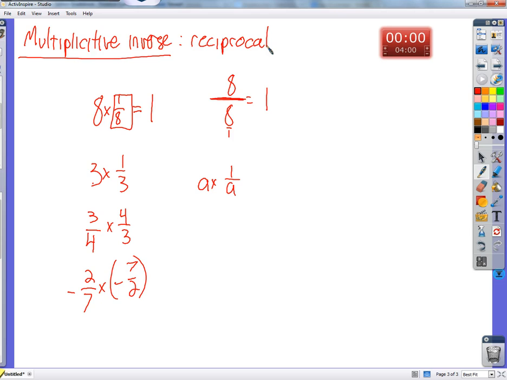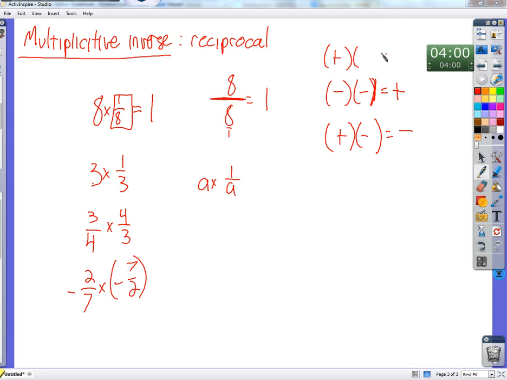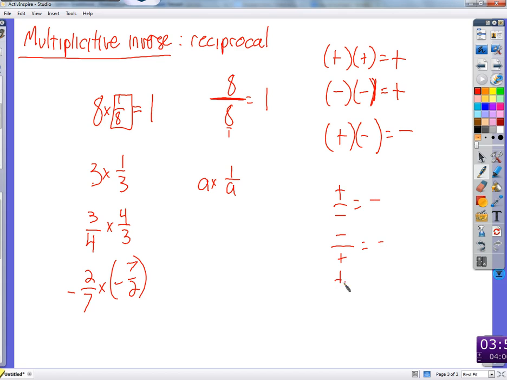In the same way, the rules about the sign of a number for division are the same as for multiplication. The same way that a negative times a negative is positive, a positive times a negative is a negative, and a positive times a positive is positive. So in the same way, a positive divided by a negative is a negative, a negative divided by a positive is a negative, positive divided by positive is positive, and negative divided by negative is positive. Because division is really just multiplication by the reciprocal.